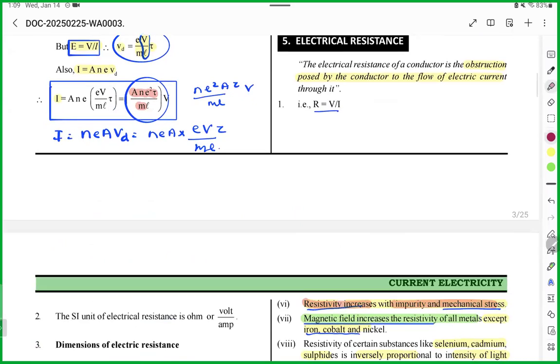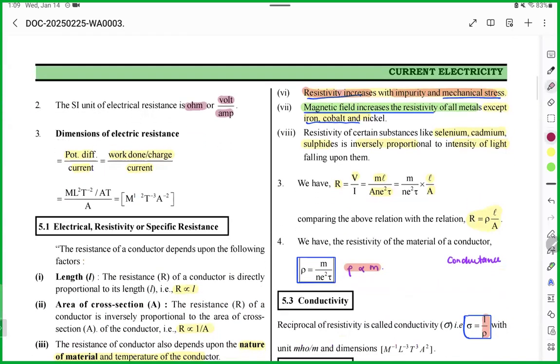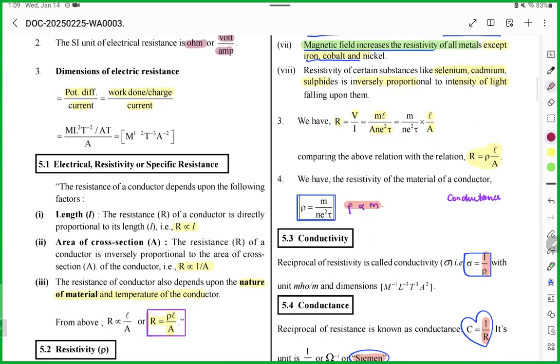Then you already know what resistance is. Obstruction to the flow of current is resistance, which is equal to V by I. SI unit is ohm or volt per ampere. Dimension I won't do. Length. This is important. The resistance directly depends upon the length and inversely depends upon the area. If you combine both, it directly depends upon length, inversely depends upon the area. And if you remove the proportionality constant, it will be rho.